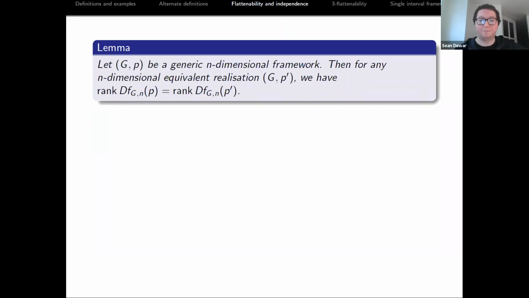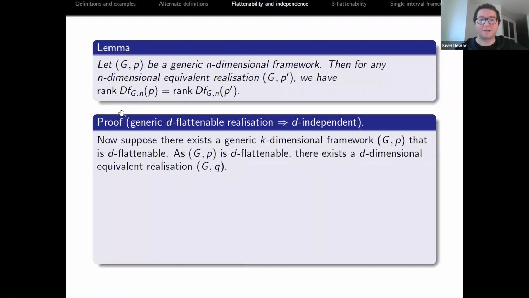Okay, so I'm going to use this lemma here. So if we have a generic n-dimensional framework... hang on, what am I saying? Oh, yeah, it's just saying that if you have a generic n-dimensional framework and you take any other equivalent n-dimensional framework, then they have the same rank. So you have probably maybe seen this in Tony's course. This is a result of Bob, I guess, but I've seen it previously.